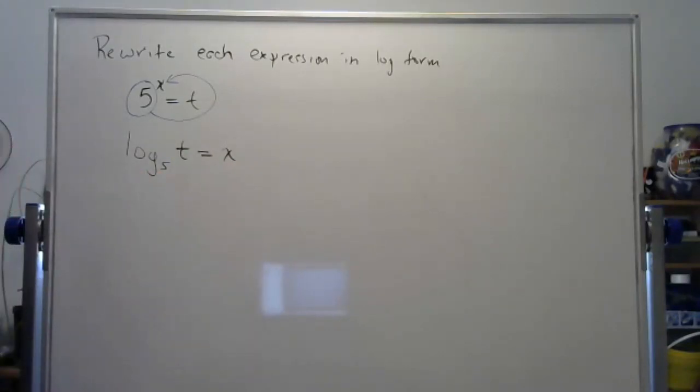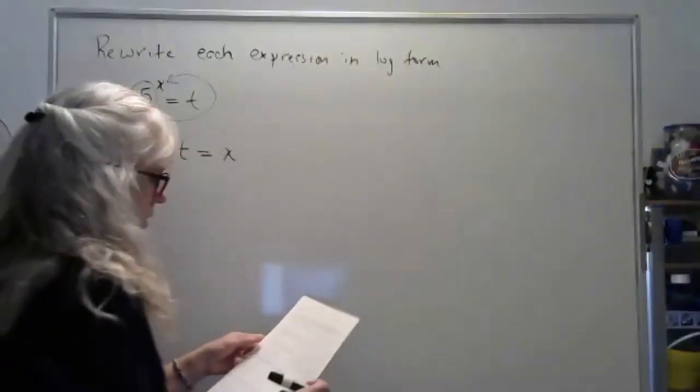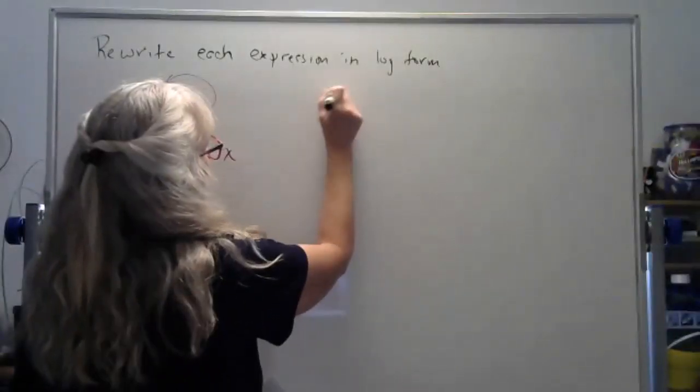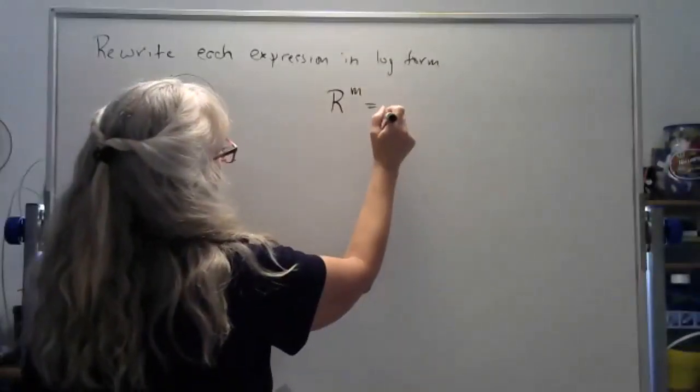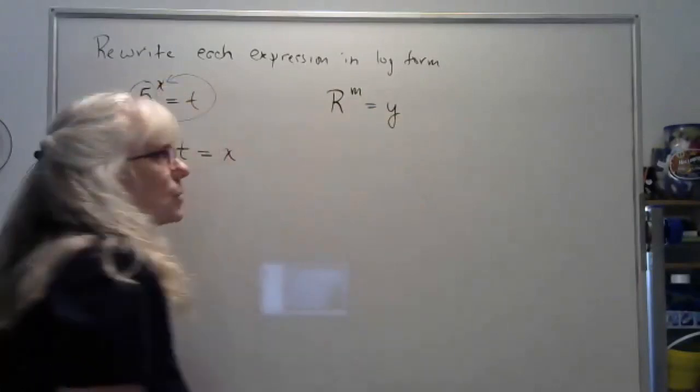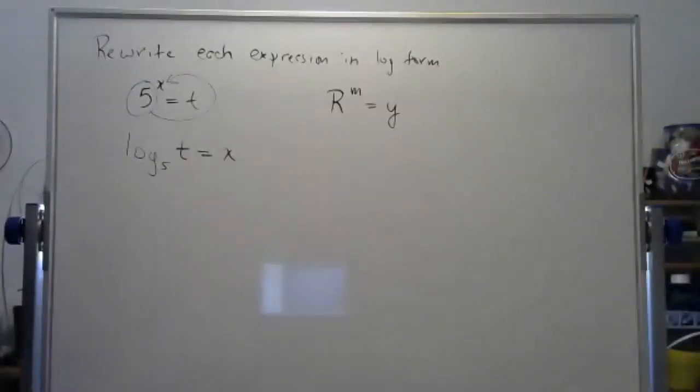So 5 to the x is equal to t means that log base 5 of t equals x. These are the exact same statements, just written in two different forms. Okay, so now I'm going to write one on the board, and I want you to go do it. So let's do capital R raised to the M is equal to Y. So there it is in exponential form. You translate it into log form. So write that down.